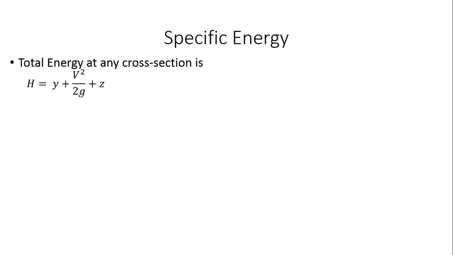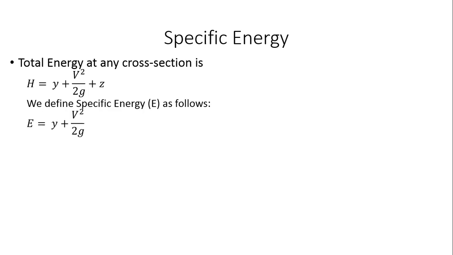But now what we're going to do is define another term called specific energy, which will be denoted by the letter capital E as follows. So we are going to define this specific energy as E equal to y plus v square by 2g, which means I'm just ignoring this z term in the total energy. If I ignore the component of datum head, I get what is called specific energy, which is y plus v square by 2g. If I rewrite that in terms of q, I'll get y plus q square by 2g a square.